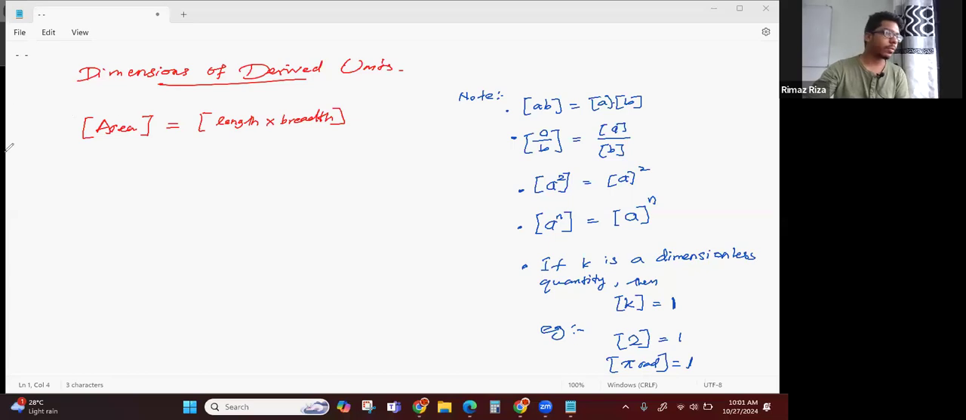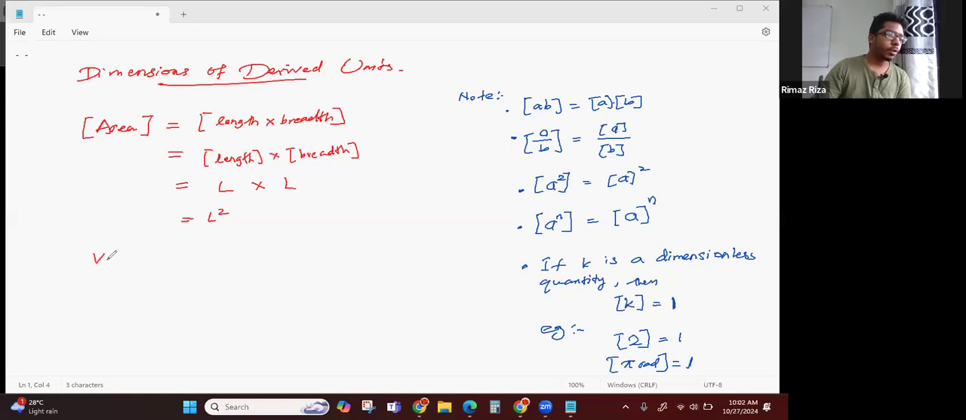Okay, so here, let's say we want to find the dimension of area. So the dimension of area is length into breadth. So we can write dimension of length into dimension of breadth. The dimension of length is L, and breadth is also a length, so it also has a dimension of L. Therefore, the dimension of area is L squared, right?